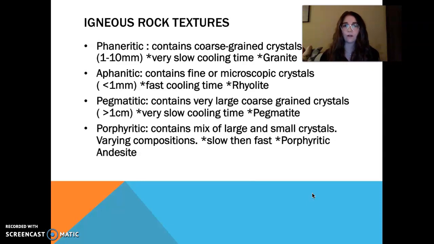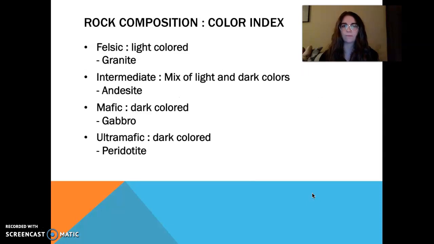Pegmatitic contains very large coarse-grained crystals, and they cool slow over time. Pegmatite is another one of those examples. And porphyritic contains mixes of large and small crystals. So they have varying compositions in their texture. So for them, they cool slow first, and then they cool fast. So porphyritic andesite is the example for that one.